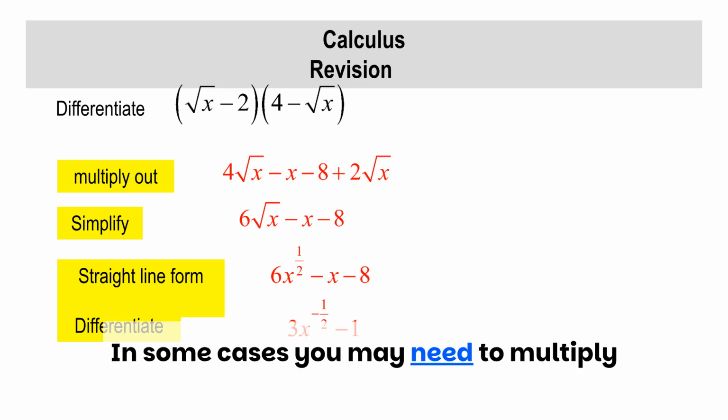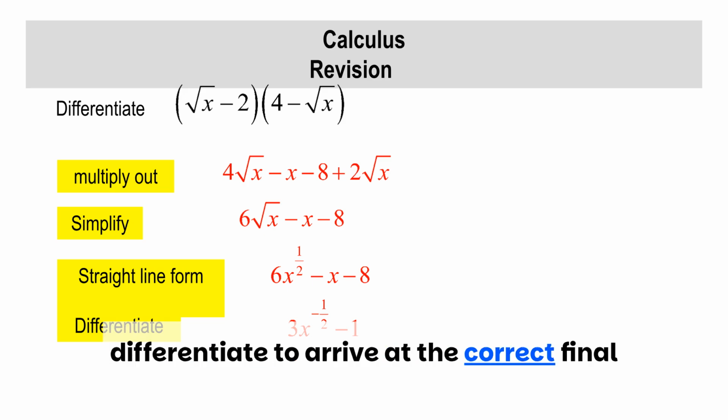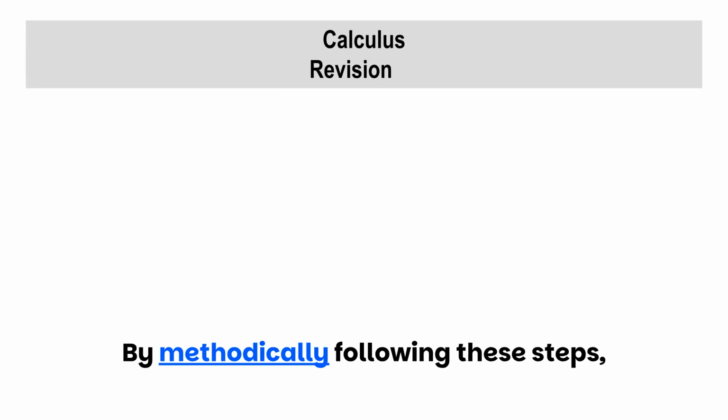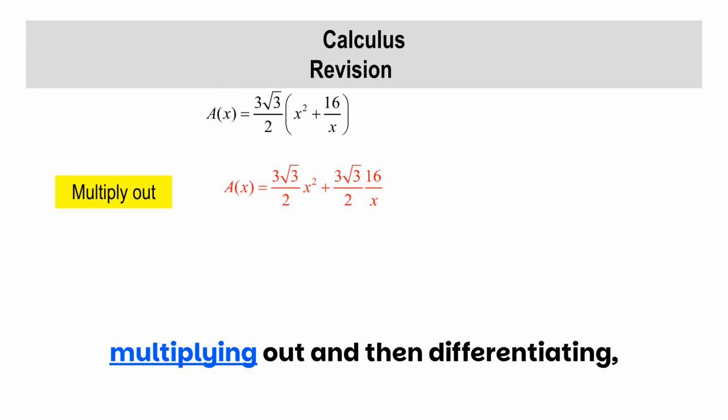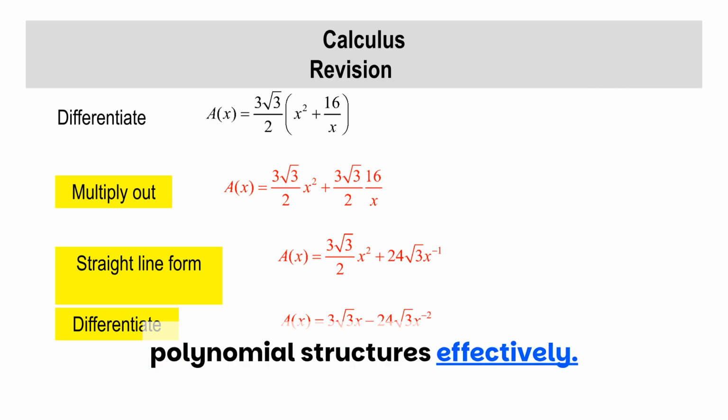In some cases, you may need to multiply out, simplify the terms, and then differentiate to arrive at the correct final expression. By methodically following these steps, multiplying out and then differentiating, you can manage more complex polynomial structures effectively.